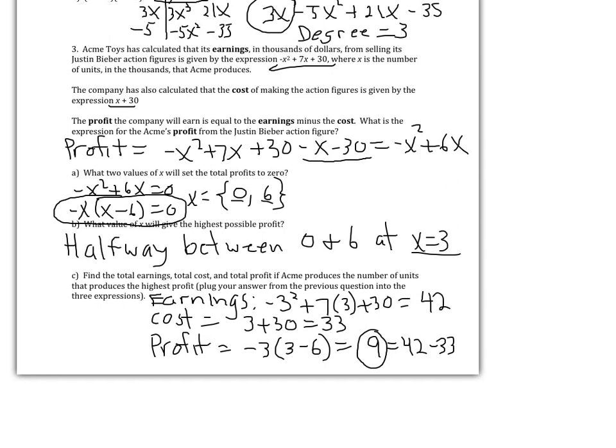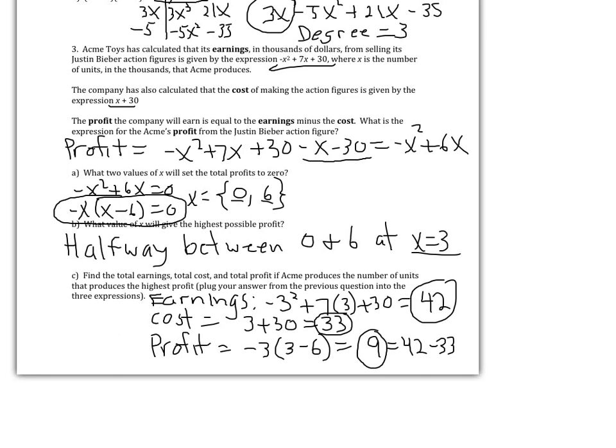Now, at that point, if we plug 3 into our earnings equation, we're going to get negative 3 squared plus 7 times 3 plus 30. That gives us earnings of 42. The costs, we're going to get 3 plus 30, or 33. When we subtract, we're going to get 42 minus 33, or 9. And we also could have just plugged that 3 into our profit equation to get negative 3 times 3 minus 6, which again gives us 9.